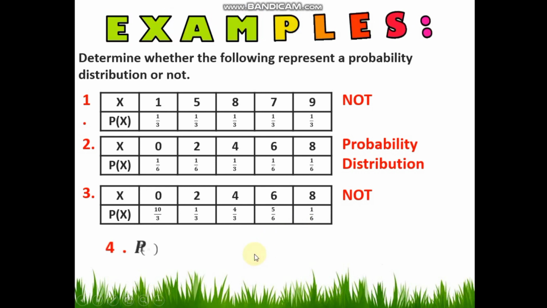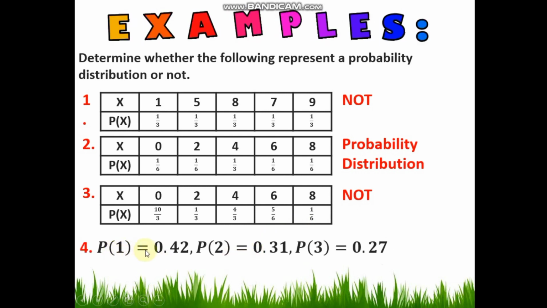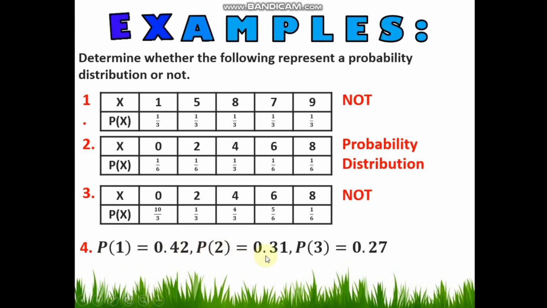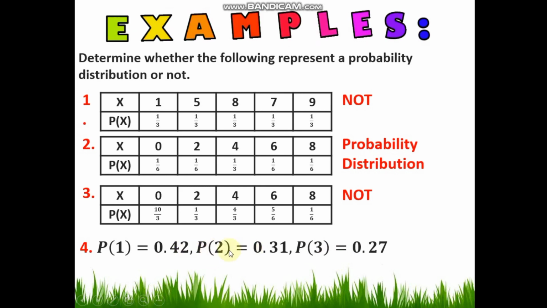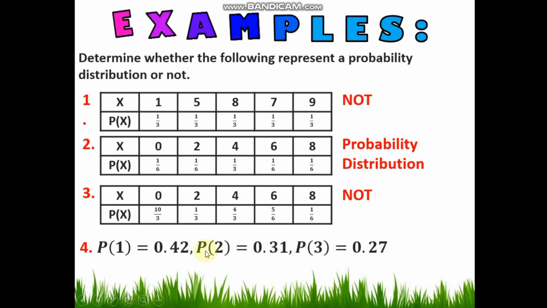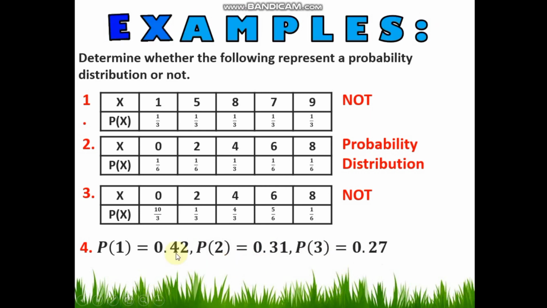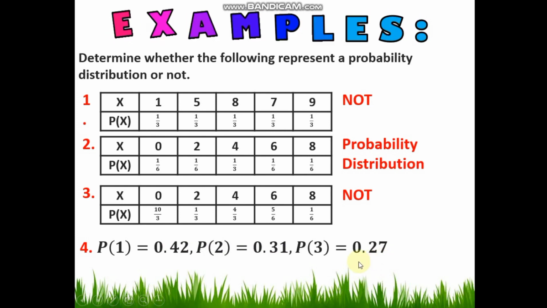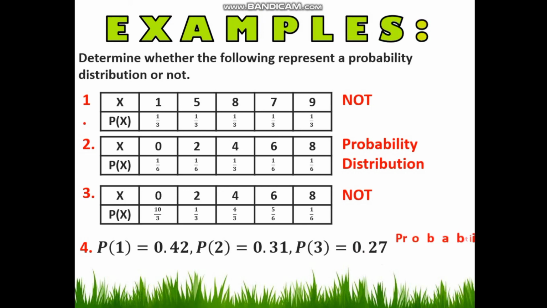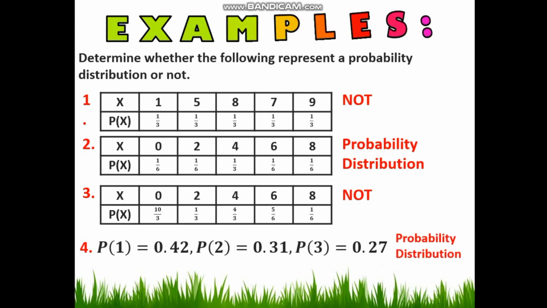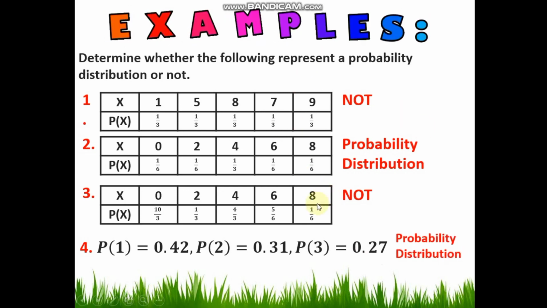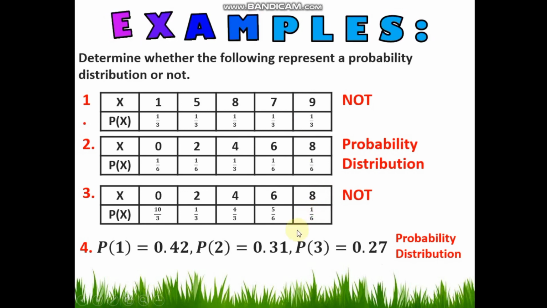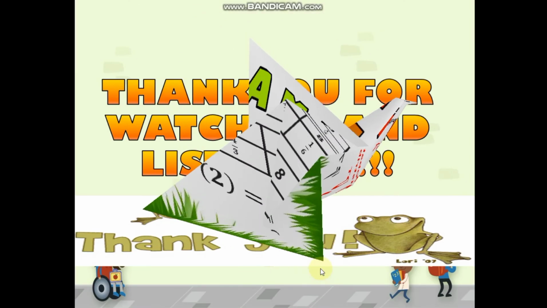And for number 4, we have probability of 1 is 0.42, probability of 2 is 0.31, probability of 3 is 0.27. If you inspect them one by one, all of them satisfy property 1. And then property 2, if you add them, 0.42 plus 0.31 plus 0.27, it will give you exactly 1. So therefore, for number 4, that's a probability distribution. Okay, so that's it for probability distribution and how to apply their properties. So thank you very much for watching and listening.